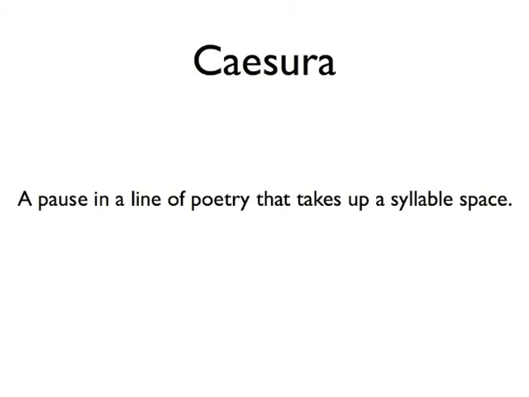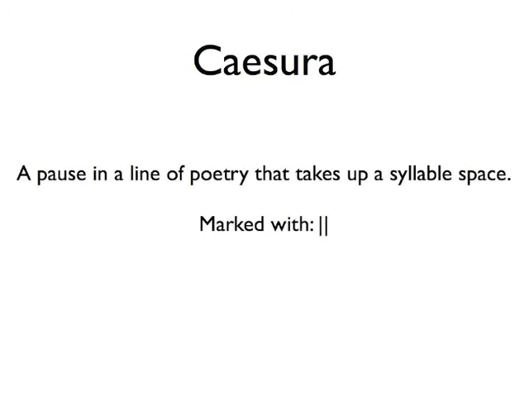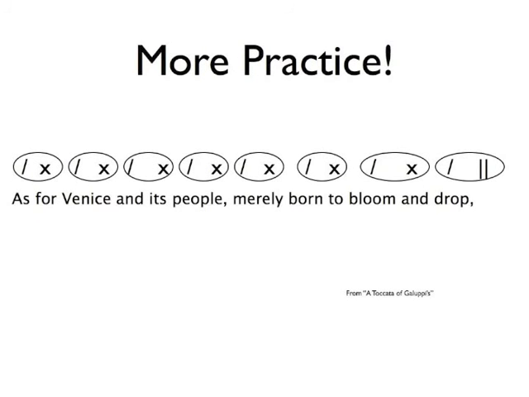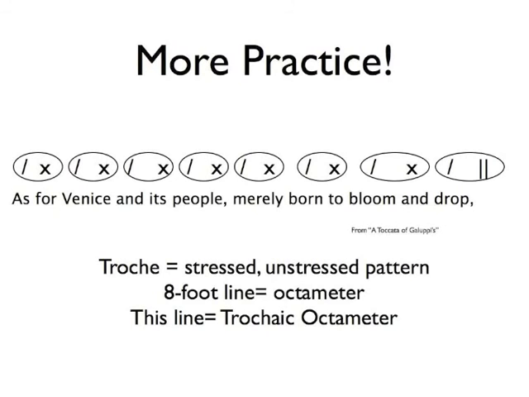Caesura can happen anywhere in a line of poetry, and you can usually tell where one is when the rhythmic pattern gets disrupted by the absence of a syllable. In poetry, we usually mark a caesura with a double line. So now that we've gotten that down, we can add that syllable that got replaced by the caesura to our other 15, giving us a total of 16 syllables in the line with a trochaic pattern. Since trochees are 2 syllables, we have 8 trochaic feet. An 8-foot line is called octameter, so we would classify this line as trochaic octameter.